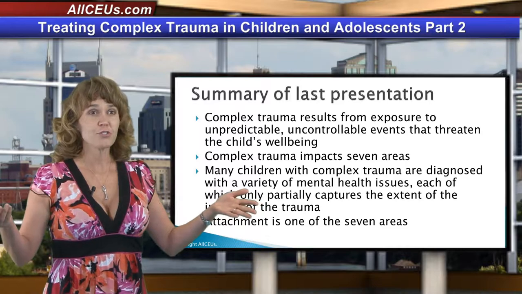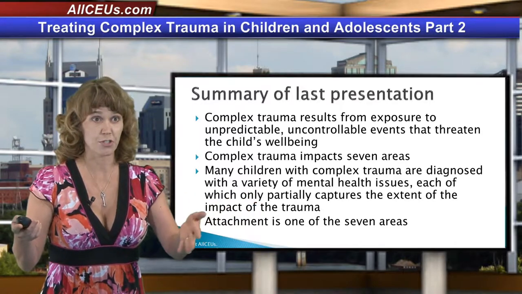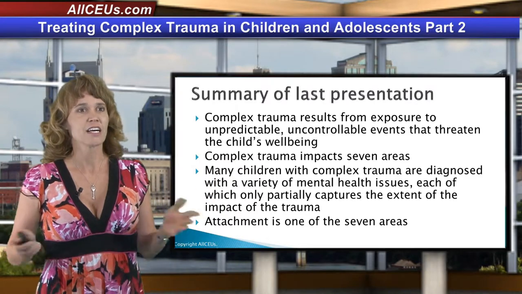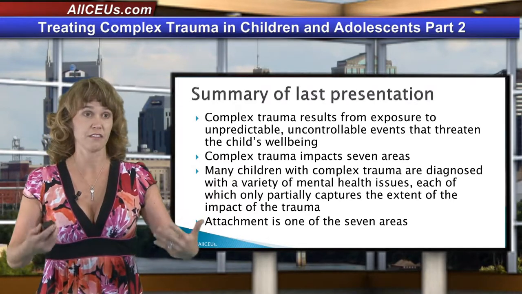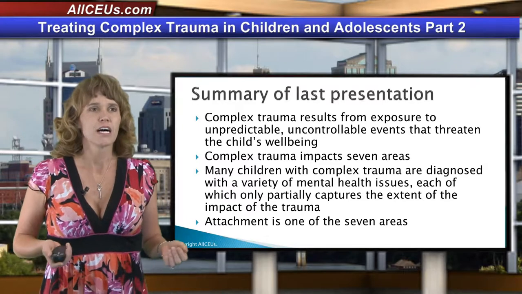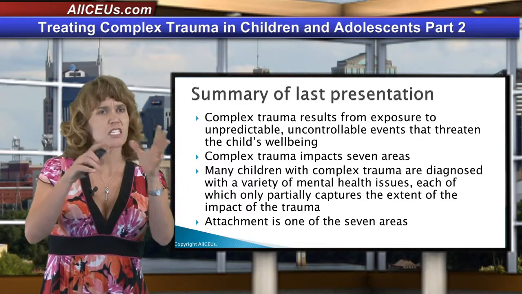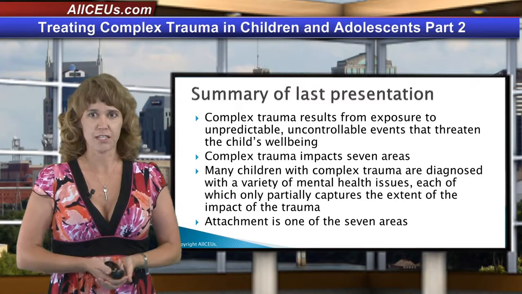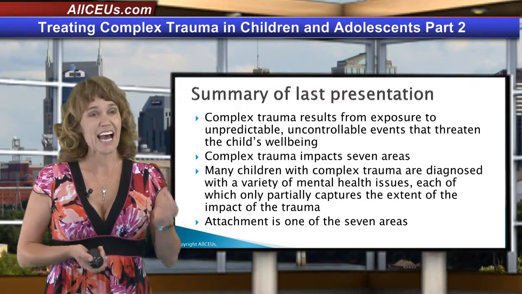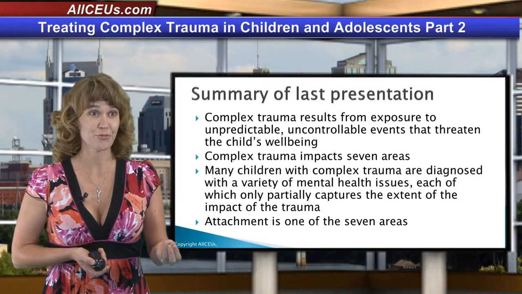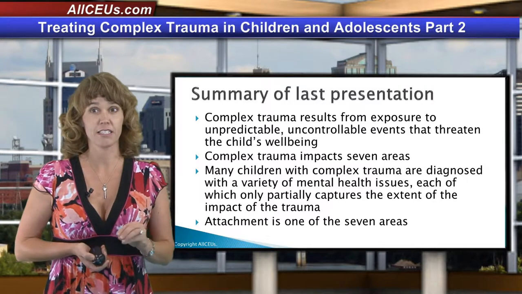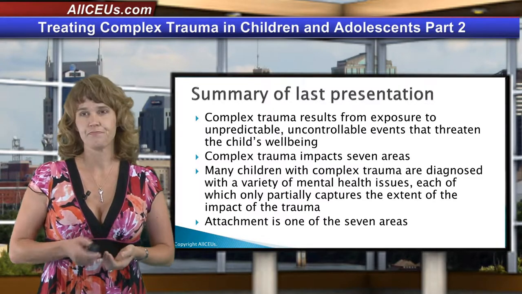So if you have a child who's diagnosed with reactive attachment disorder, which is the one that comes to most everybody's mind right away when we're talking about complex trauma and trauma within the family of origin, that only gives you a sliver of an idea about the impact of what's going on with that child. Attachment, which we talked about a lot last week, is one of those seven areas that is negatively impacted by complex trauma.